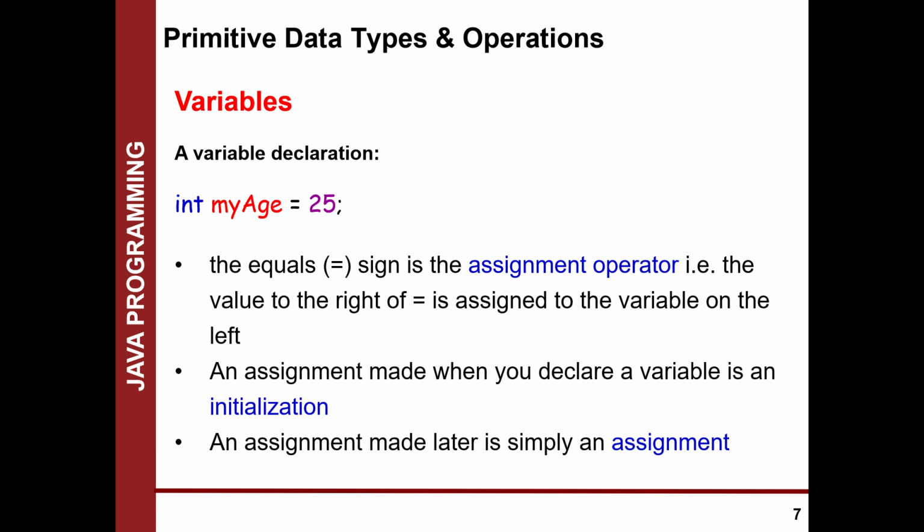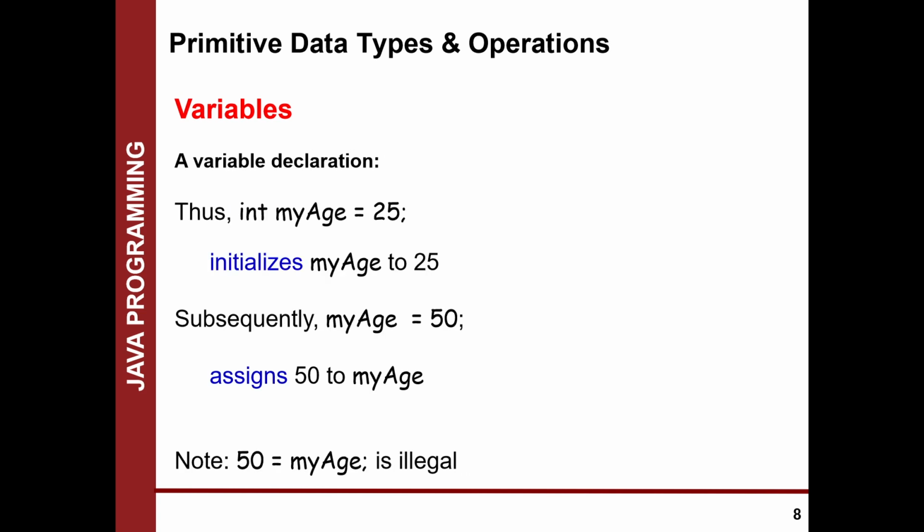When you write a variable declaration in this way, where you declare the variable and also assign a value to it, we call it initialization. So int myAge equal to 25 is what we call initialization. So we have int myAge equal to 25. It means that we've initialized the myAge variable to 25.